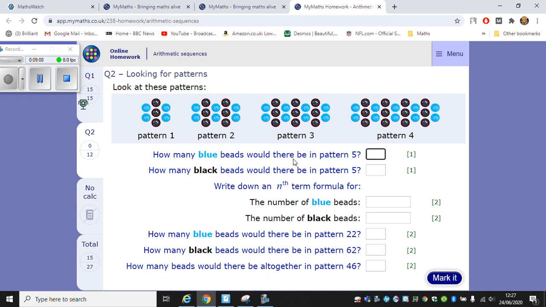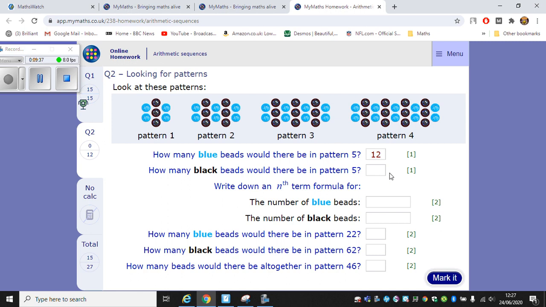So how many blue beads would there be in pattern 5? Let's focus on the blue beads in each of these little pictures. Our blue beads start off with 4, then there are 6, then there are 8, then there are 10. Our blue beads seem to be going up in 2s each time. Notice how we've got an extra pair of blue beads added on. So for pattern number 5, that would take me up to 12.